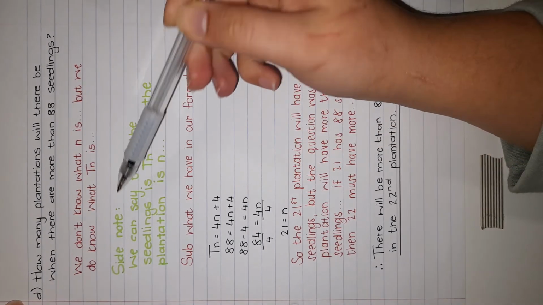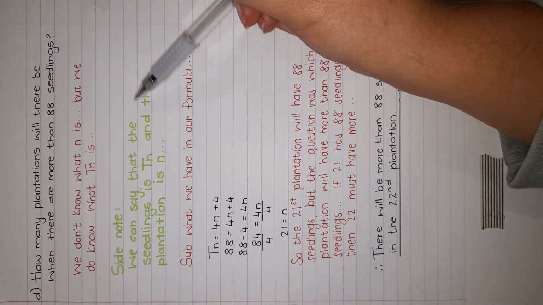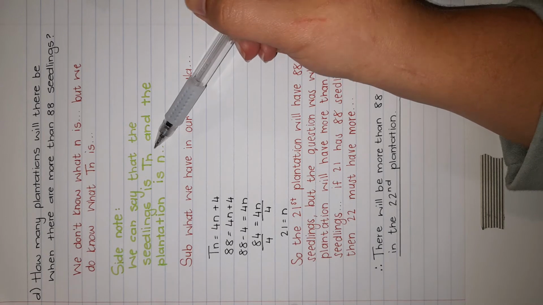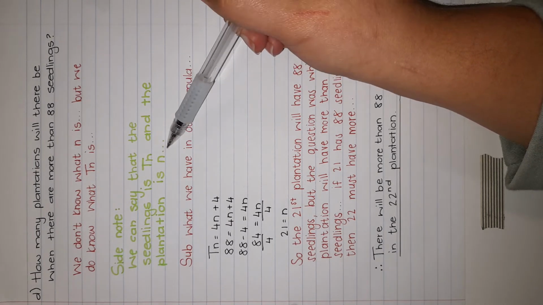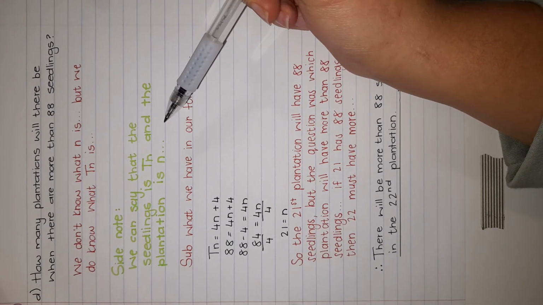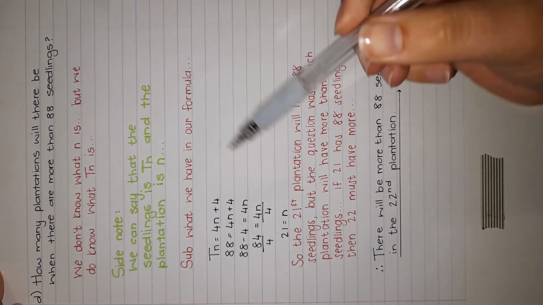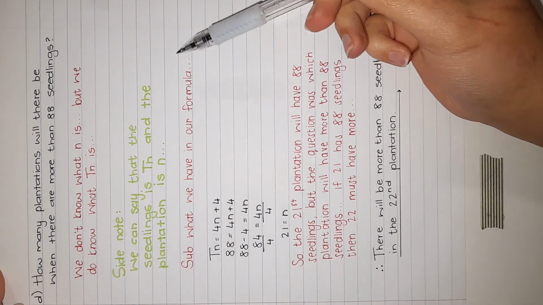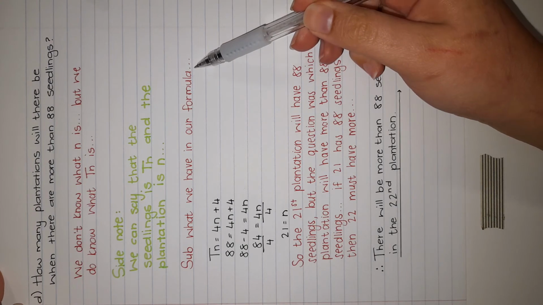Side note, when we say that the seedlings is Tn, and that a plantation is n. I've said this many times, this is just again revising. Then we substitute what we have into our formula.